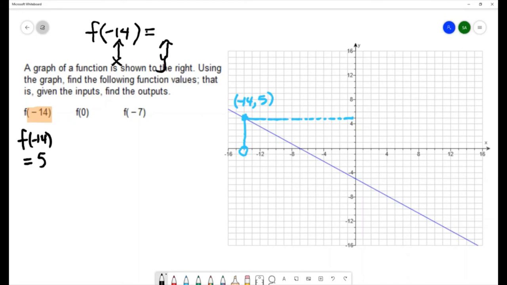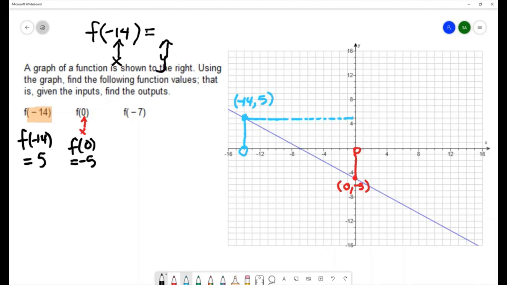We can do the same thing with the next one, f of 0. So 0 is the x, and an x of 0 would be right here. We want to go to the graph and record what that y-coordinate is. So that ordered pair has an x-coordinate of 0 and a y-coordinate of negative 5. So we have f of 0 equaling negative 5.